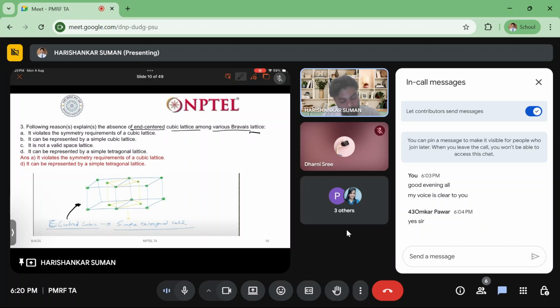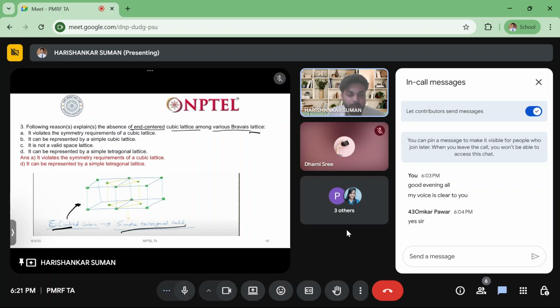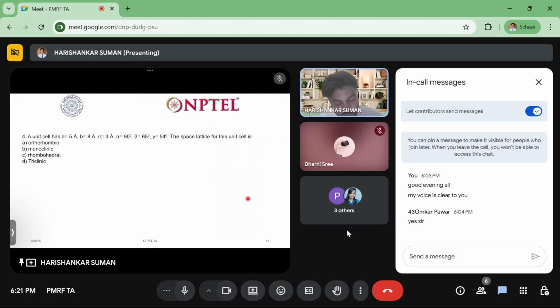You can see in the picture, which is taken from the lecture, the end centered cubic can be seen as a simple tetragonal. If we construct it, we will get the simple tetragonal cell. So let me show you.